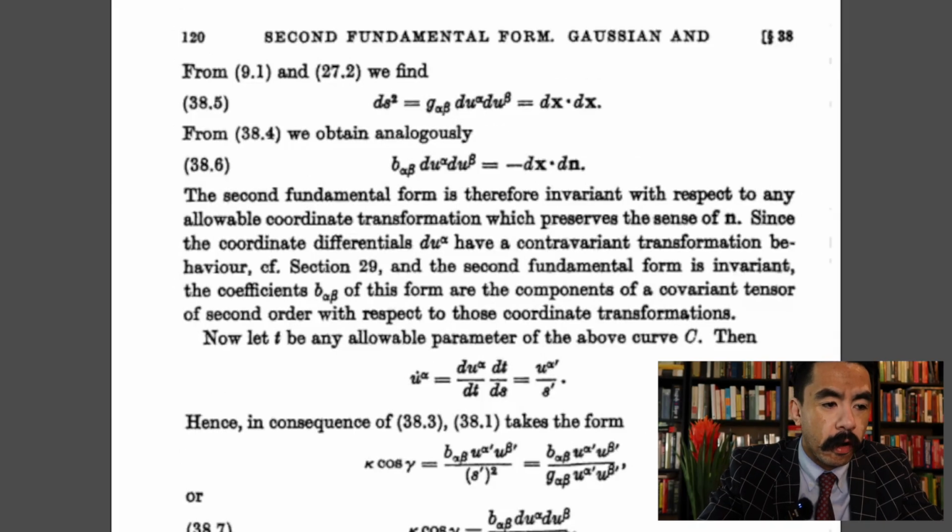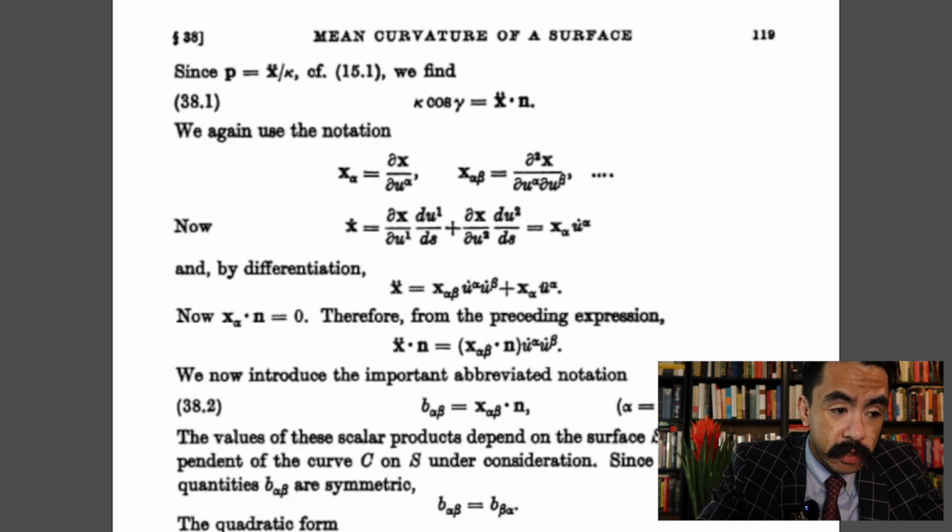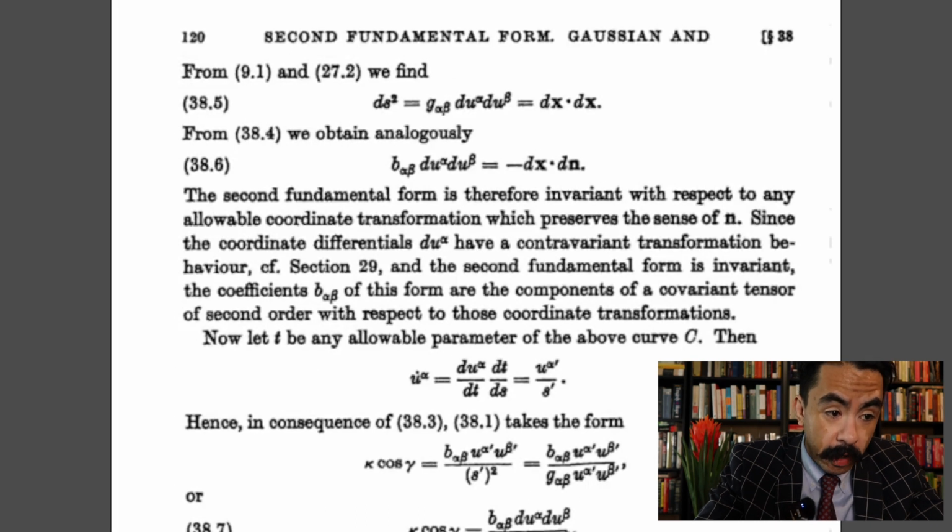From the integral for arc length and the first fundamental form, we find that ds² = g_αβ du^α du^β, which is equal to the scalar product of dx with itself. From the previous relation for b_αβ, we obtain analogously b_αβ du^α du^β equals the scalar product of -dx with dn.